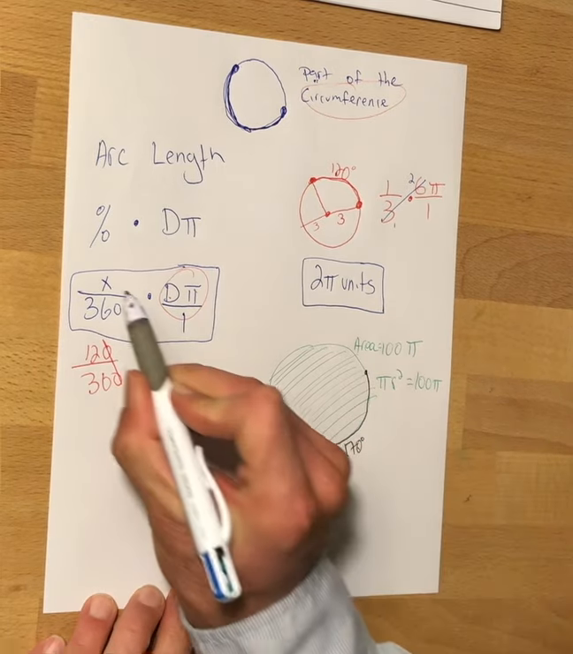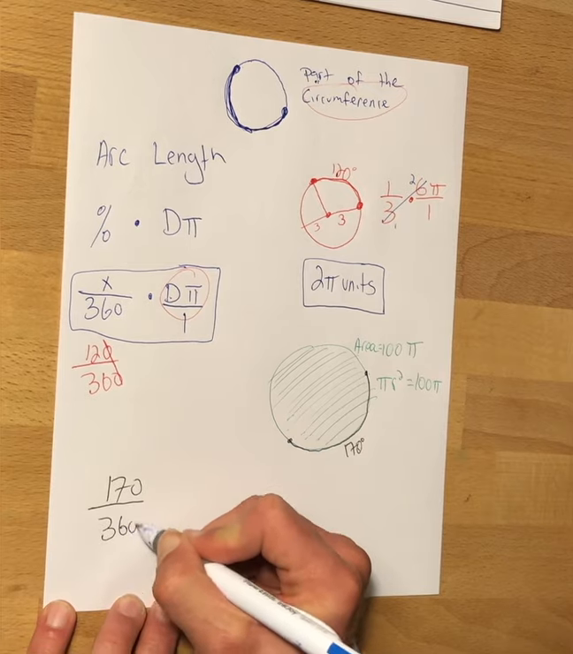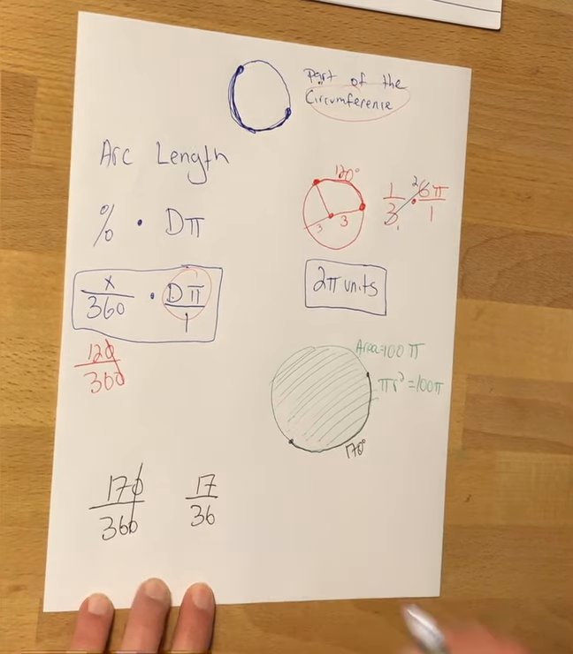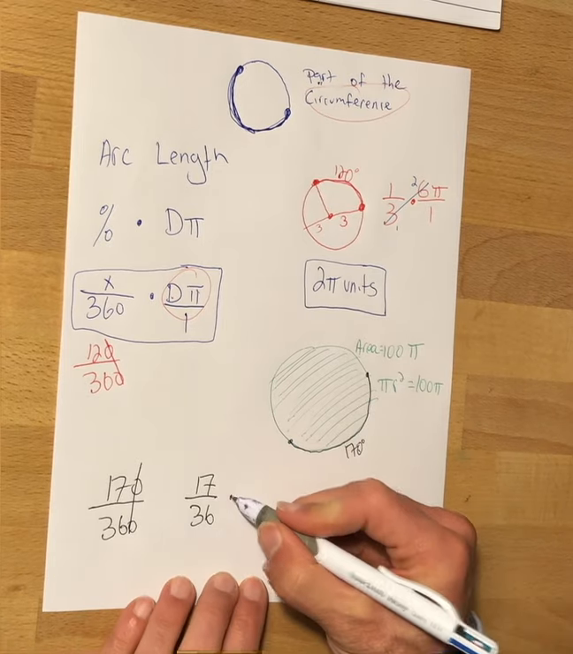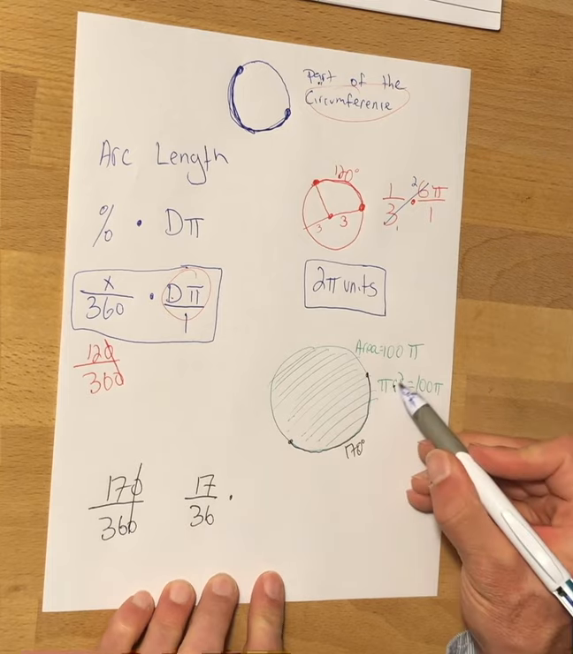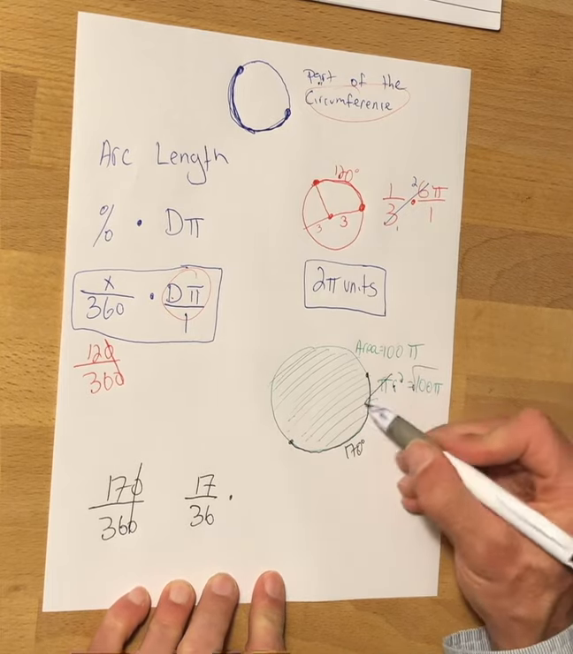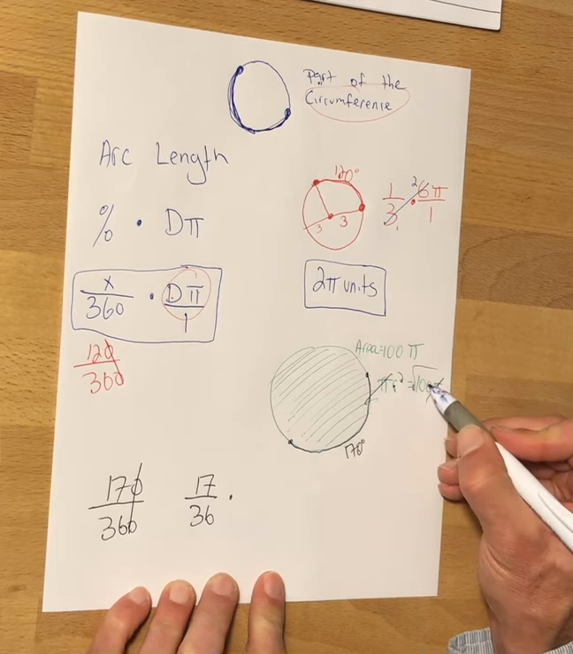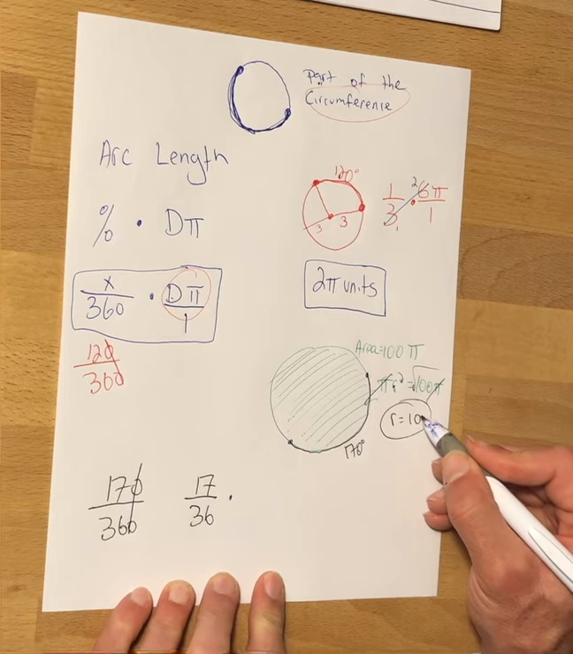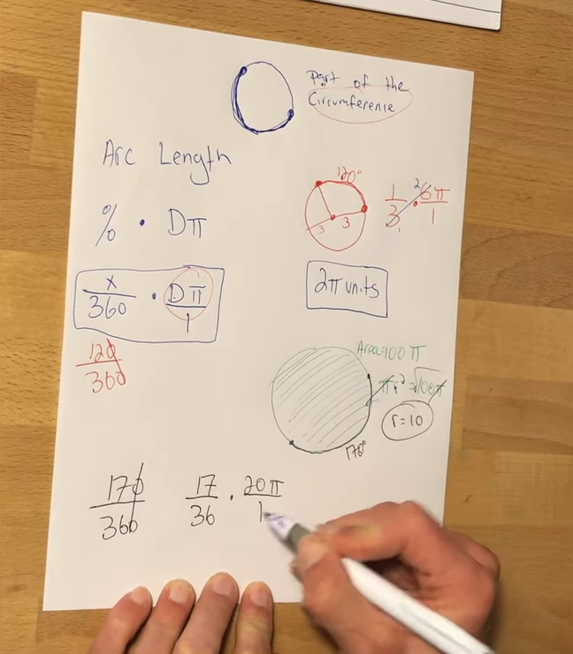Let's plug 170 into this. 170 over 360 reduces to 17 over 36. Now, times, I need to find my diameter, throw a pi next to it. What number squared gave me 100? Or you could square root this. Anyways, the pi's cancel out. Square root of 100 gives me a radius of 10. So my diameter is 20 pi over 1.